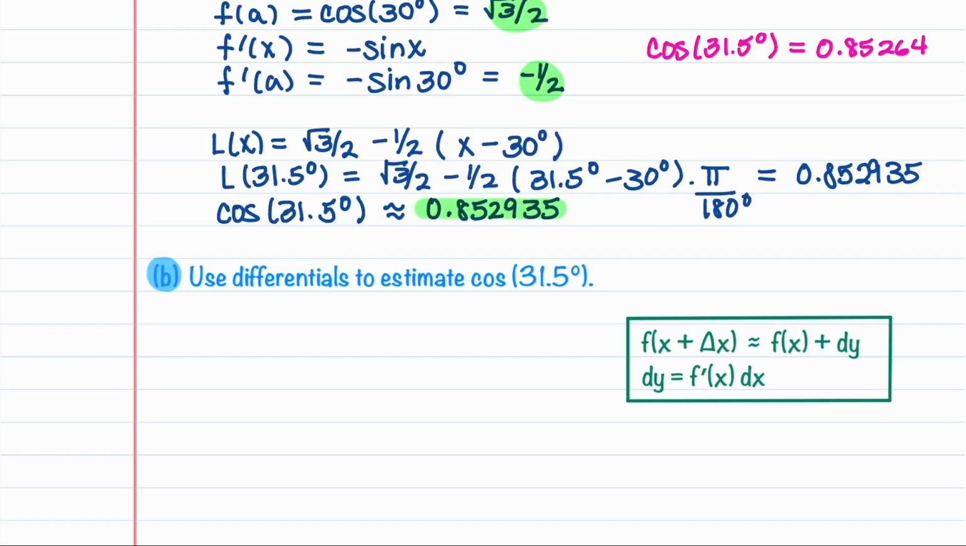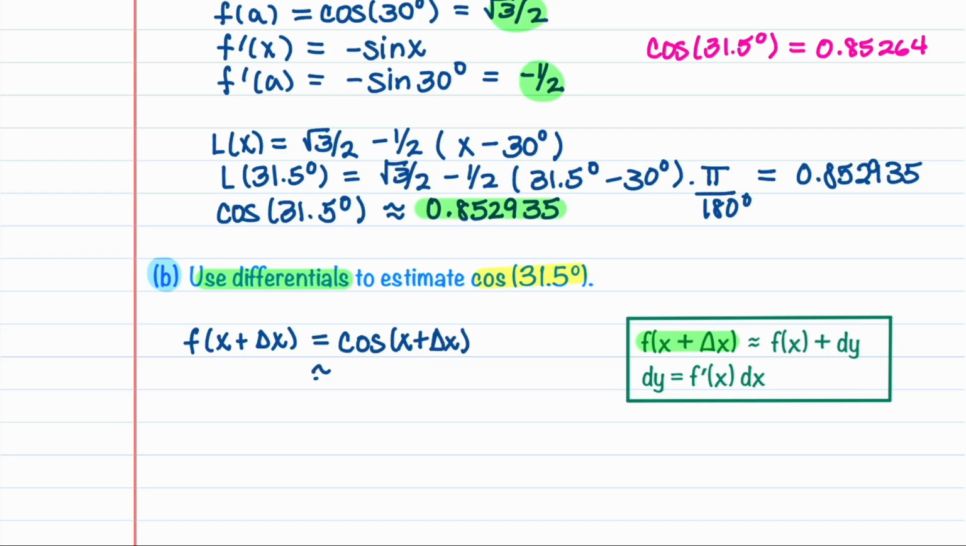Now we're going to do the same thing, except now we are going to use differentials to estimate cosine 31.5 degrees. When we use differentials, the notation is very different than when we used linearization. For differentials, we are going to be approximating f at x plus delta x, and I've written down the formulas for that approximation. We're going to start by saying that f at x plus delta x is cosine of x plus delta x.